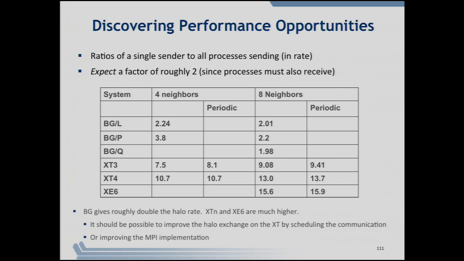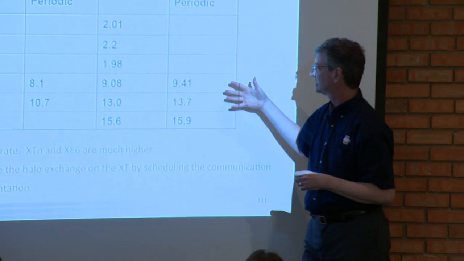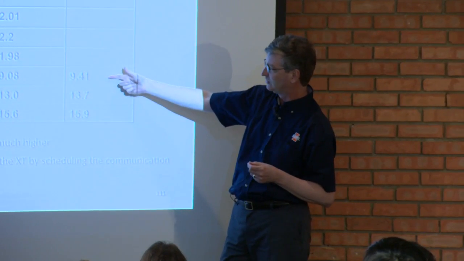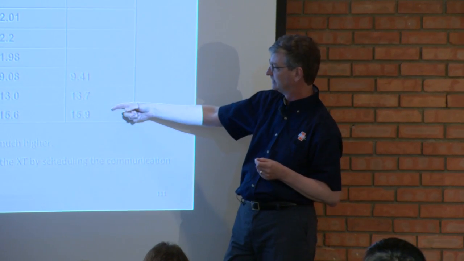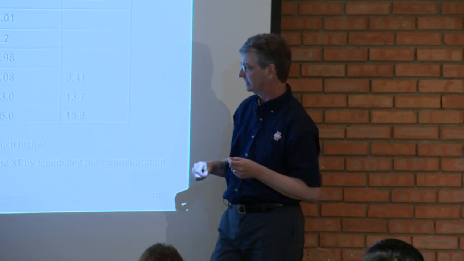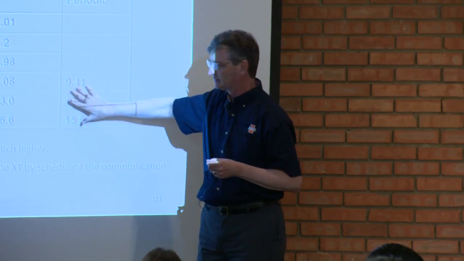So the Blue Genes run about a ratio of 2, which kind of makes sense. In the full exchange, I'm both sending and receiving, so maybe that takes twice as long. But the Cray has these numbers, and they keep getting worse. This is an old machine, a not so old machine, and this is a just replaced machine. So that just looks wrong.